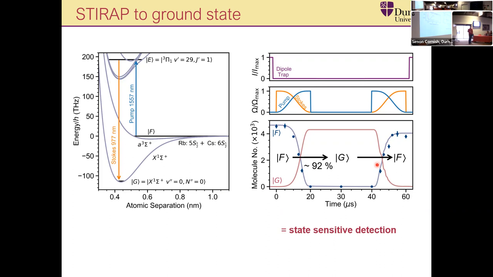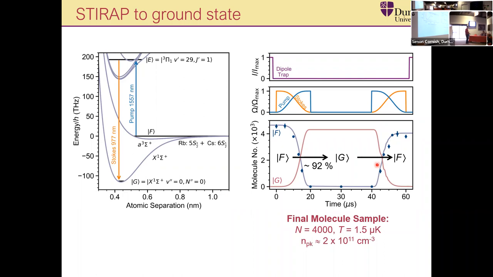Why do you have to turn off the dipole trap? I'm going to explain that next. Just to emphasize, what we're doing here is producing around 4,000 molecules at about a microkelvin, but they're dense. So, why do we have to turn off the dipole trap? Good question.